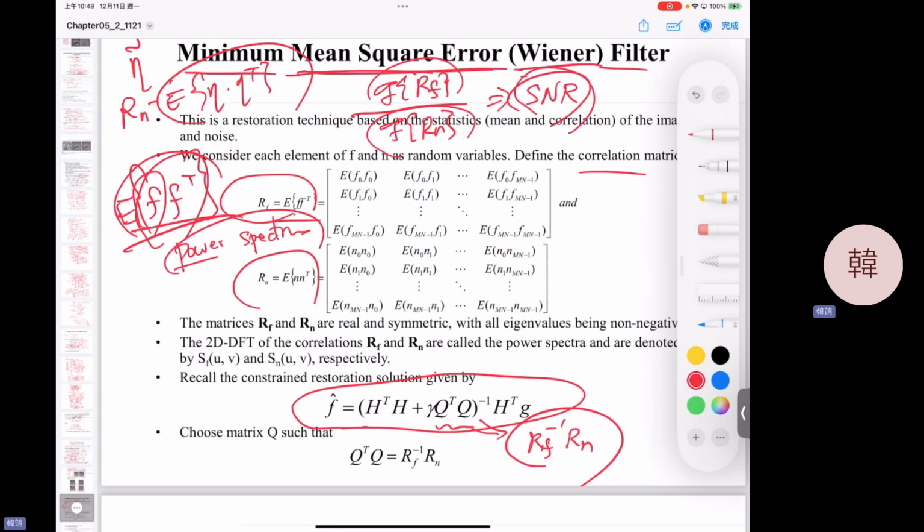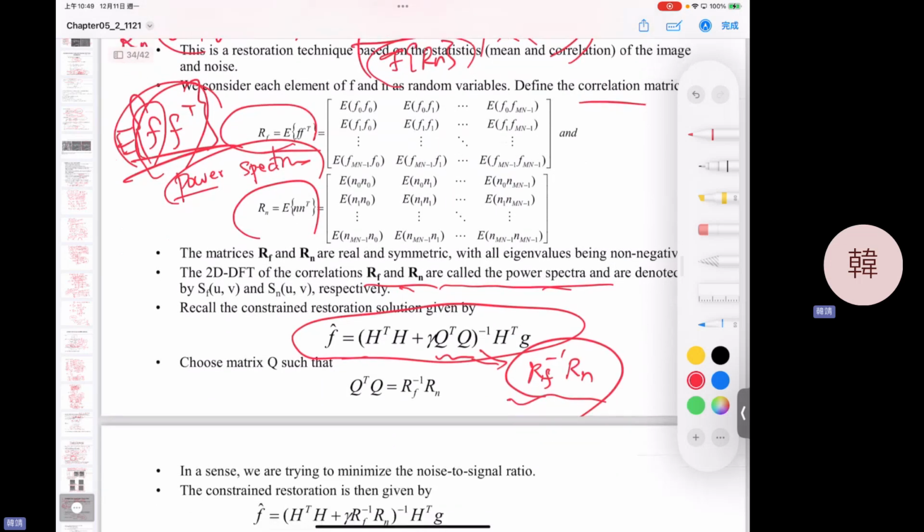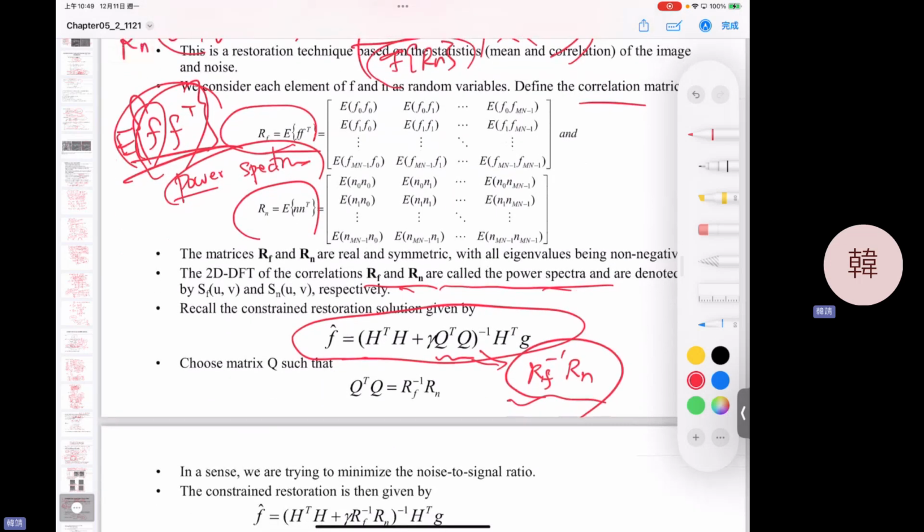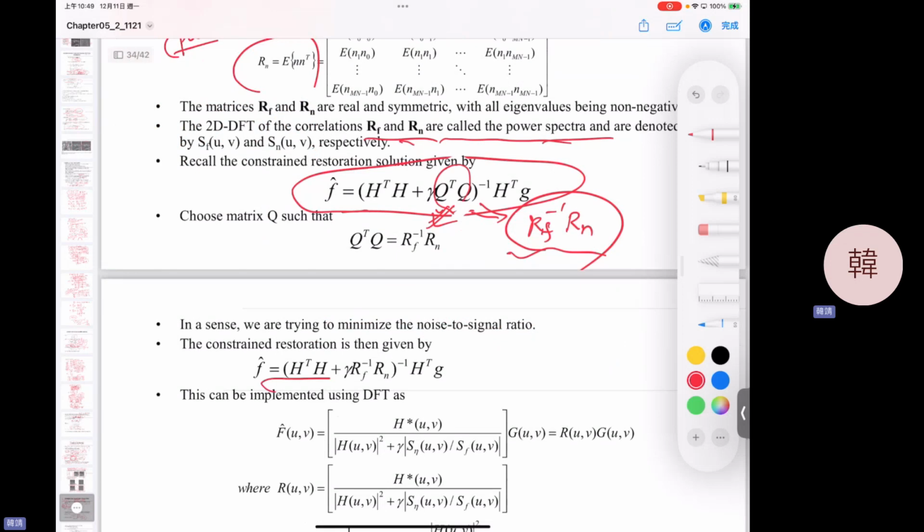Okay, this is SNR, signal divided by noise. But you see, Rf inverse times Rn, so it becomes the inverse of your signal noise ratio. This is what Wiener proposed as an optimization approach. Remember that Rn and Rf are the power spectra of your image and your noise. We define this Q transpose Q like this, the inverse of your signal noise ratio. What's the result? It is the Wiener filter.